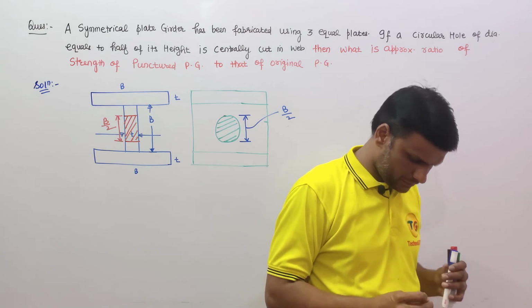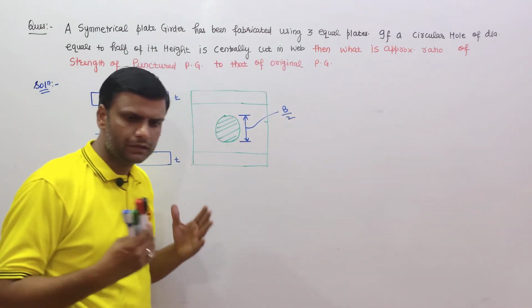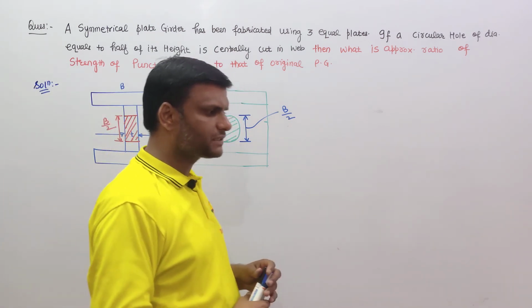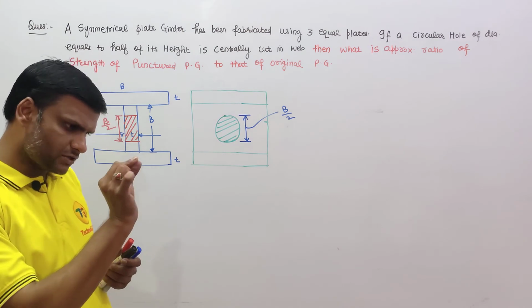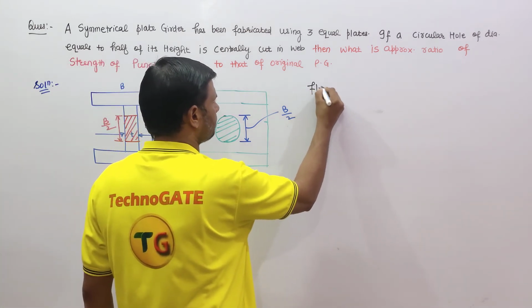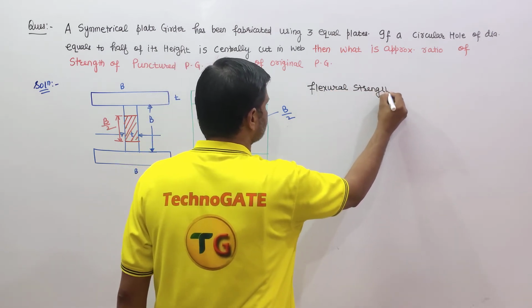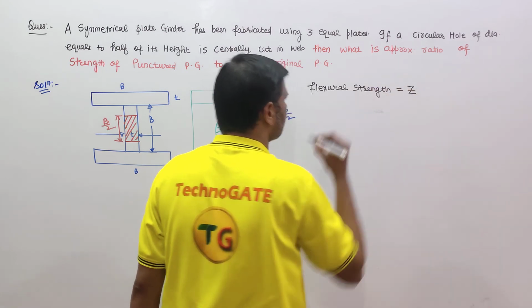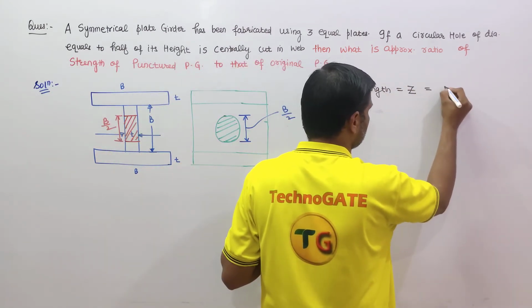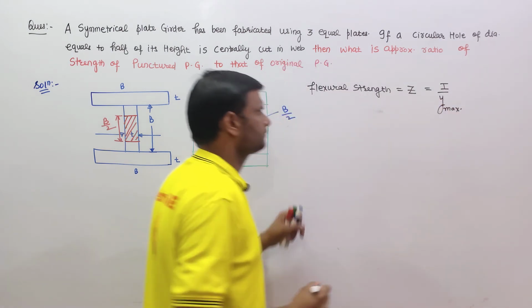In general, my dear students, if I am talking about the strength, it basically means the flexural strength. And flexural strength, or you can say the bending strength, is called the section modulus, that is equal to I by Y maximum, I divided by Y maximum.